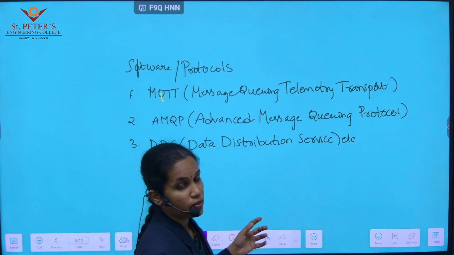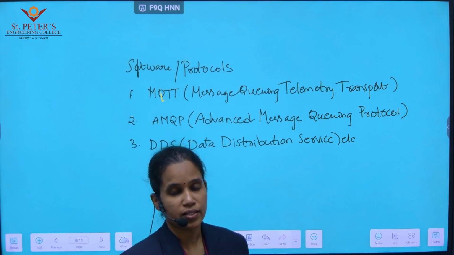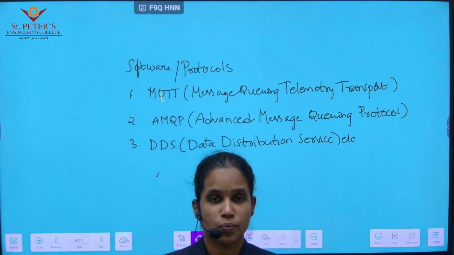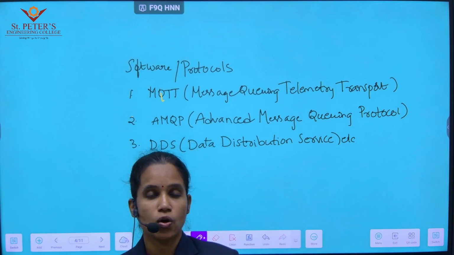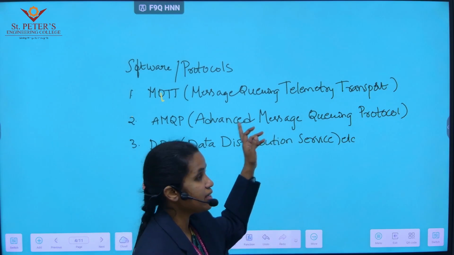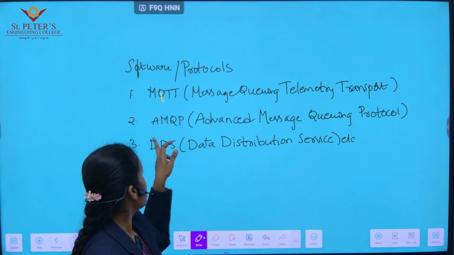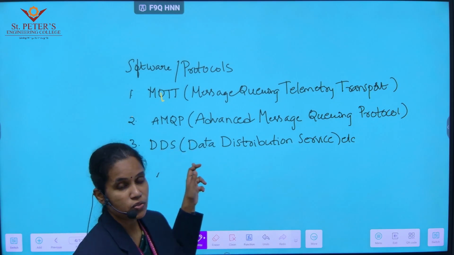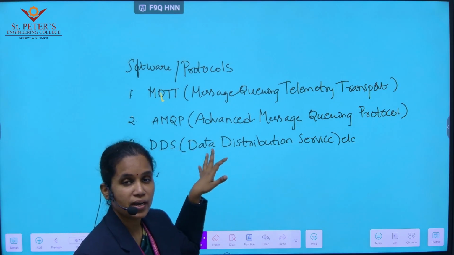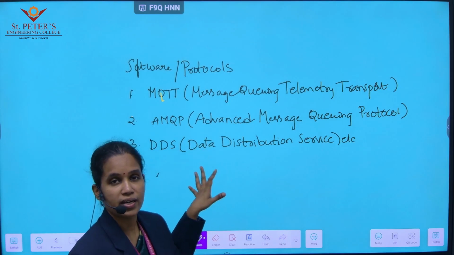So next, coming to the software part. The software part is nothing but protocols. The protocols determine how the devices talk to each other. These are the high level protocols we use in an IoT system, like MQTT, AMQP and DDS. In my upcoming lecture, I will explain in detail how these protocols work in an IoT system.